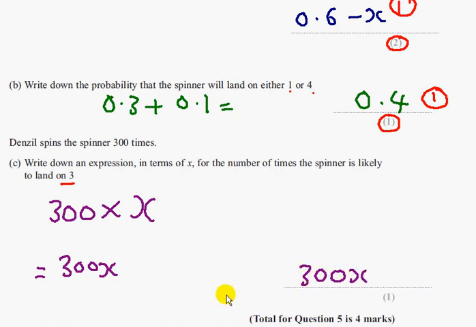Now that's also worth 1 mark. Okay, so you have to have 300x for the final mark. And that's it.